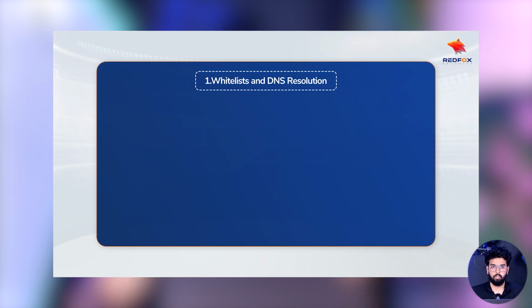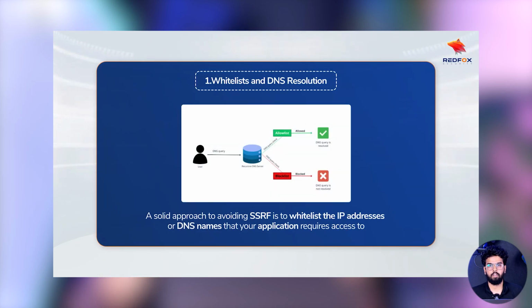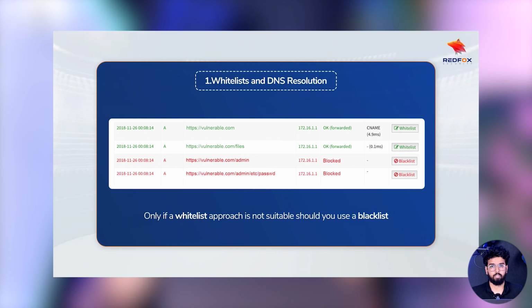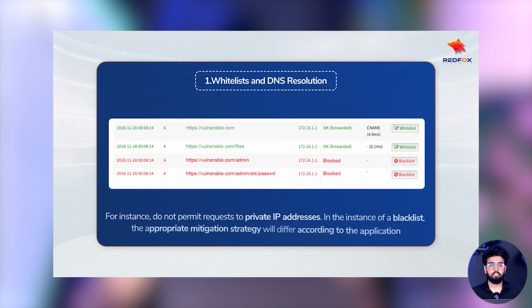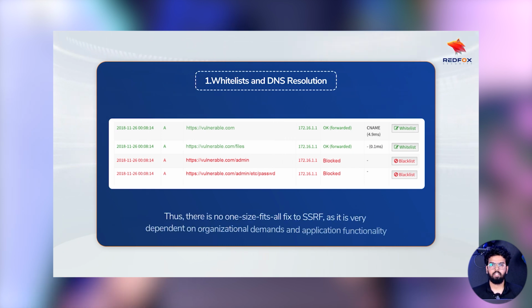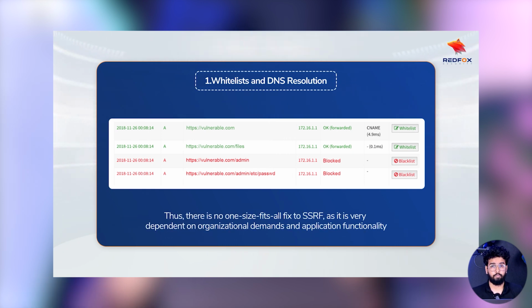Whitelist and DNS resolution. A solid approach to avoiding SSRF is to whitelist the IP addresses or DNS names that your application requires access to. Only if a whitelist approach is not suitable, you should use the blacklist. You must also authorize user input effectively. For instance, do not permit requests to private IP addresses. In the instance of a blacklist, the appropriate mitigation strategy will differ according to the application. Thus, there is no one-size-fits-all fix to SSRF, as it is very dependent on organizational demands and application functionality.